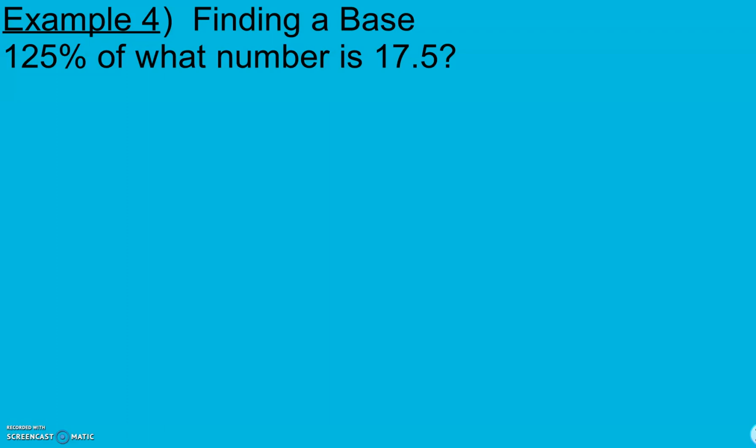Continuing on in section 2.9, in example 4, we're going to find a base. Right now we have 125% of, which means times what number? That's our variable, that's what we're looking for. Is means equals, and then we have the 17.5. So all I did is change that sentence in English to a sentence in math.